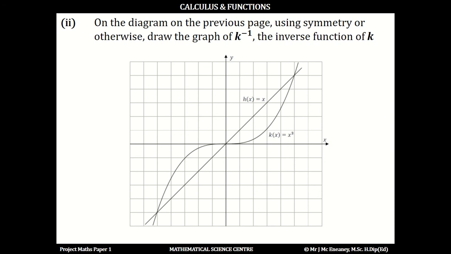Part 2 then, on the diagram on the previous page, using symmetry or otherwise, draw the graph of k inverse. That's the inverse of the function k. Now to find the inverse of a function, this is just a reflection in the line y equals x. So this line is the line y equals x. So what we have to do is just reflect the curve y equals x cubed in the line y equals x. So this part is just going to reflect around, and it goes like this. So that is k inverse.